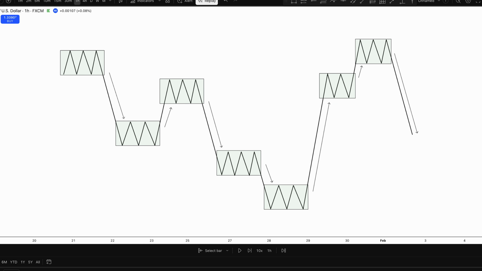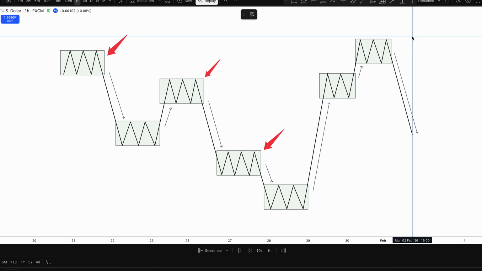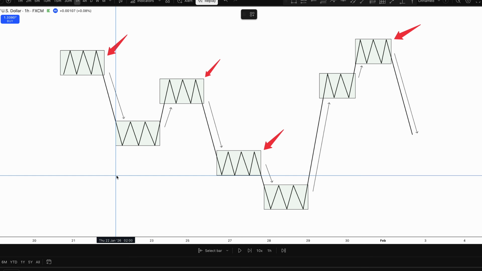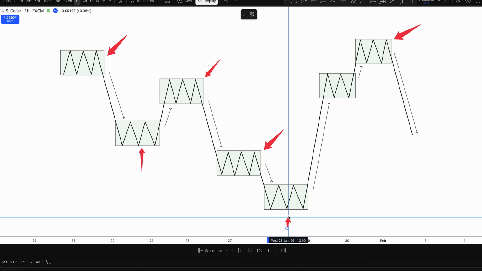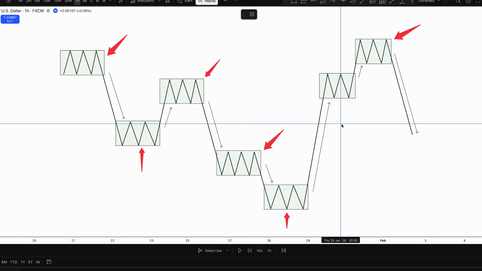So taking a look at the visualized chart here, we have boxes just before a downward move, or ranges just before a downward move. These are distribution phases, okay? So when you see a range before the market runs to the downside, that is known as a distribution. Then the boxes preceding an upward move are the accumulation phases. So these ones here and this one just here.